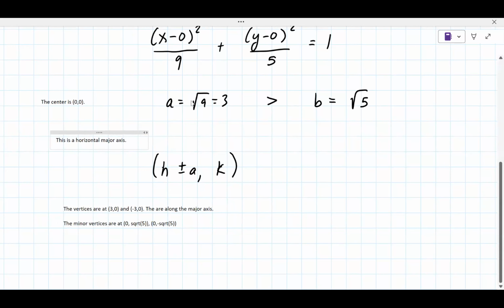The only thing we've not done here is say how you determine that. If a is greater than b and a is under the x terms, this is a horizontal major axis. This is also verified by the graph.